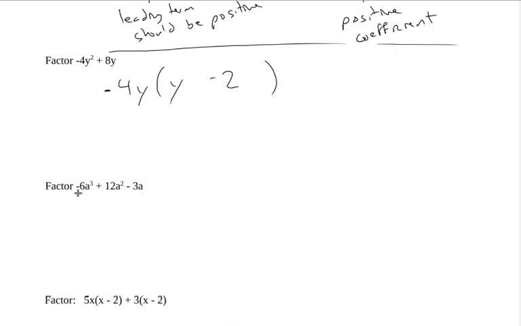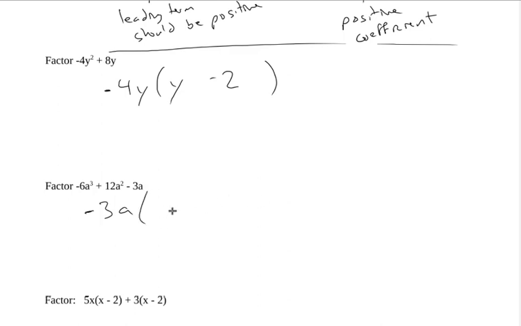Once again, my leading coefficient is negative, so I know that when I'm factoring, I need to have a negative out in front. I have a 6, a 12, and a 3 as the coefficients, so my greatest common factor there is 3. I apologize for that noise. So we get a coefficient of 3 for our greatest common factor. Looking at the a's, we have a cubed, a squared, and a, so we're limited to just one copy of the a.